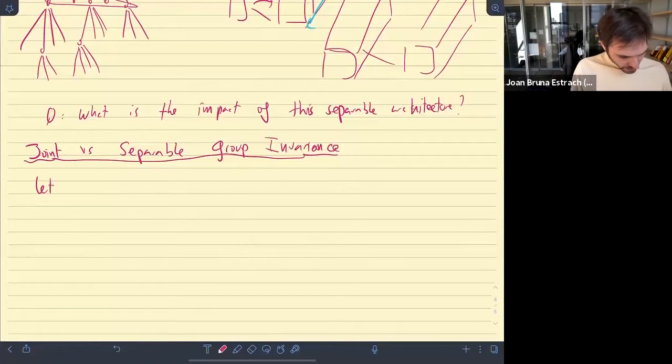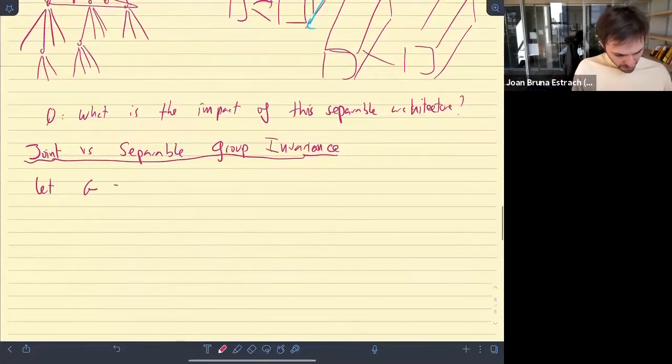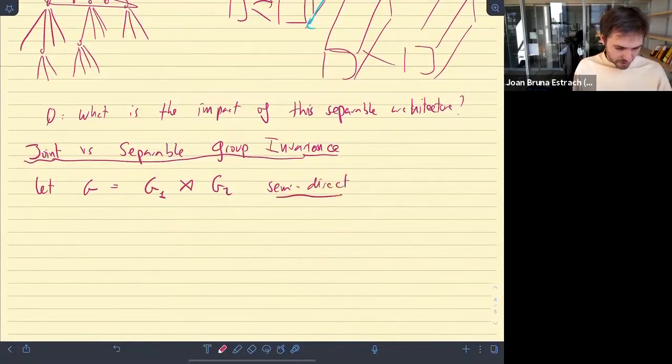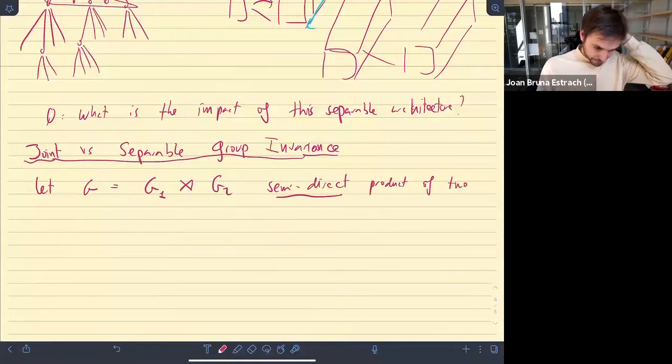Let's consider a group G that I can write as a product. In that case, it's called a semi-direct product. It's written with a funny looking cross, something like this, and it's called a semi-direct product of two groups. We are going to see exactly what this is.